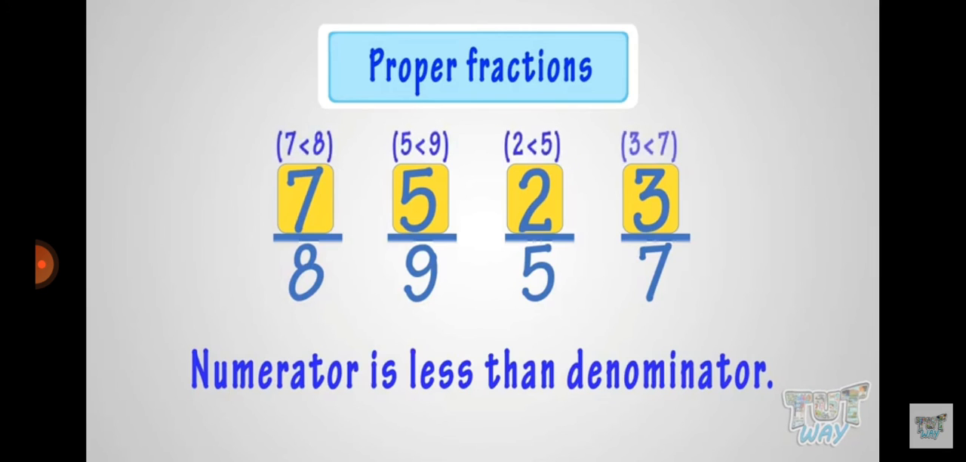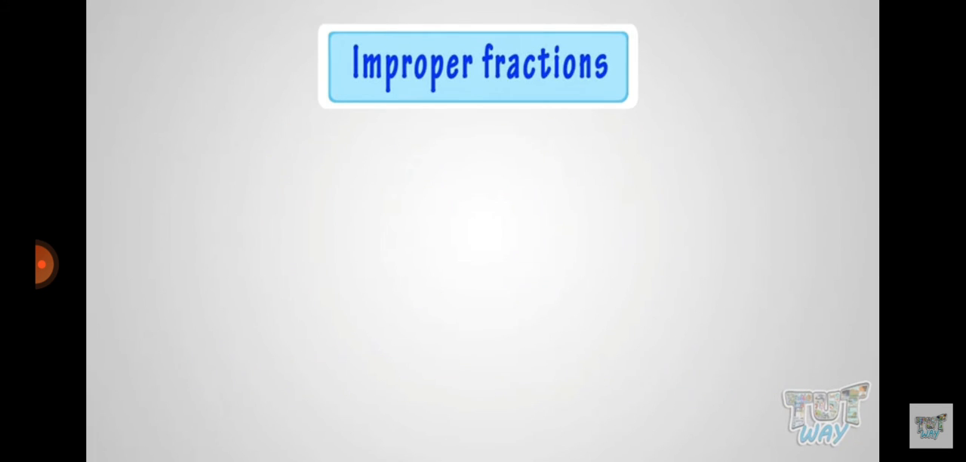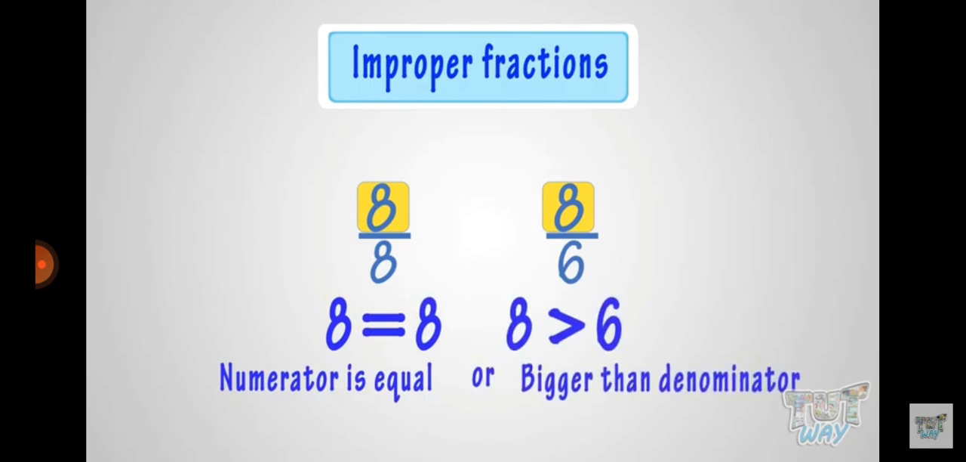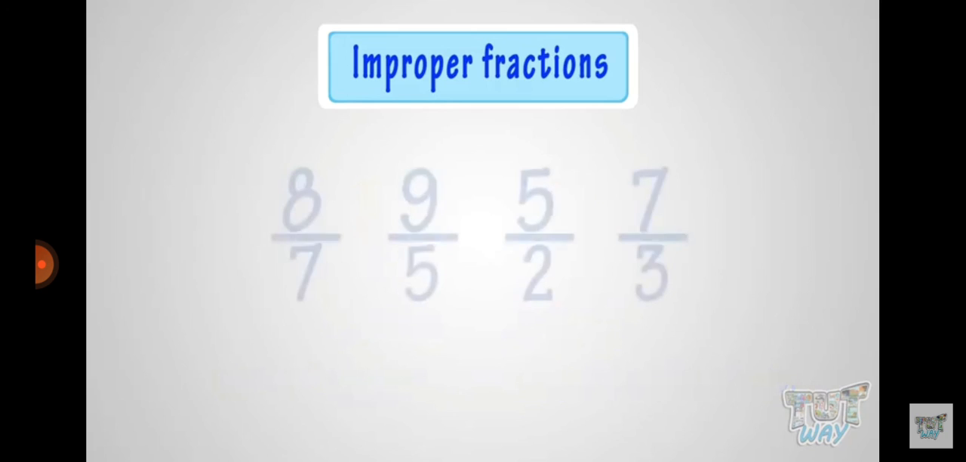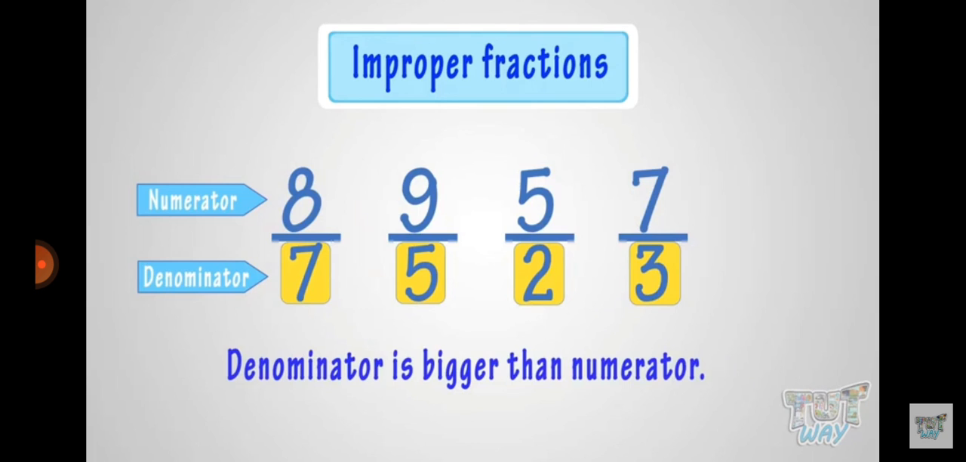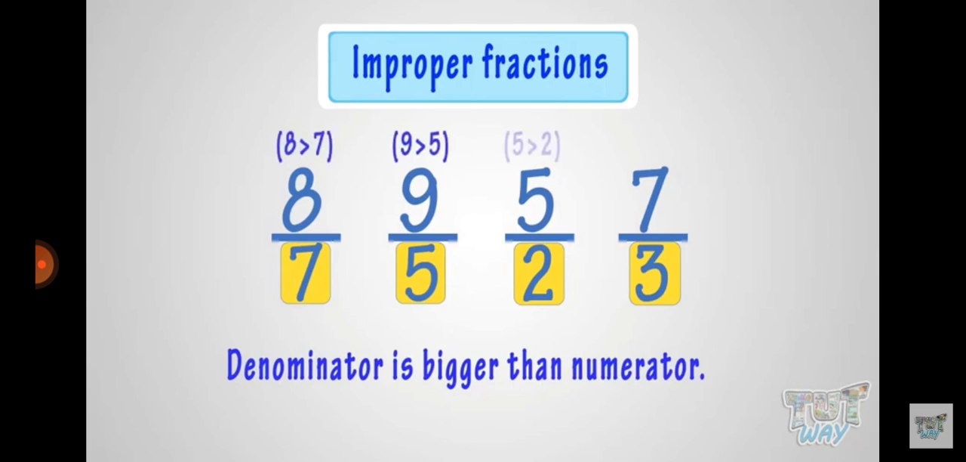The next one is the improper fraction. In an improper fraction, it is just the opposite of the proper fraction. Wherever you can see the numerator is greater than the denominator, the numerator is always greater than the denominator. 8 upon 7, 9 upon 5, 5 upon 2, 7 upon 3. All these fractions have the numerator greater than the denominator. These types of fractions are known as improper fractions.